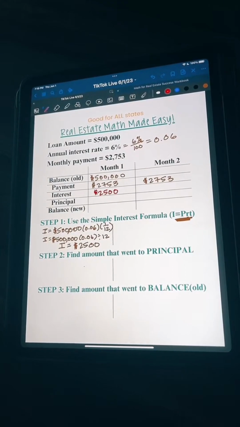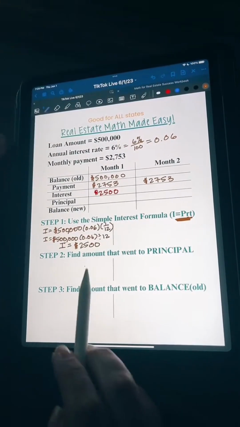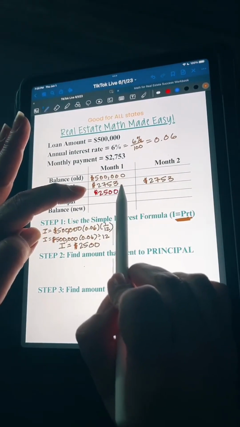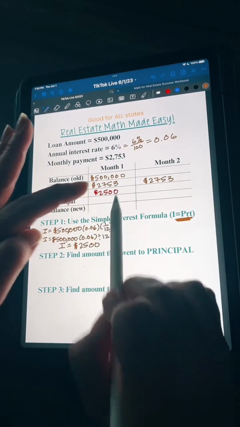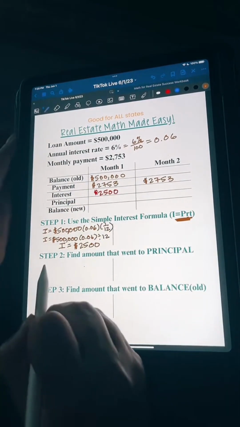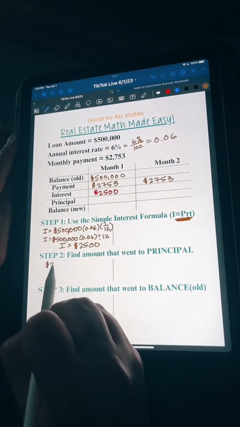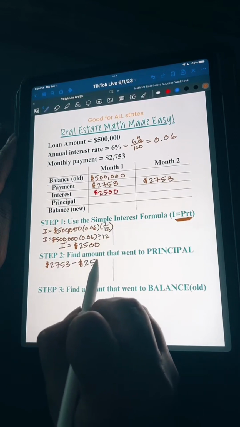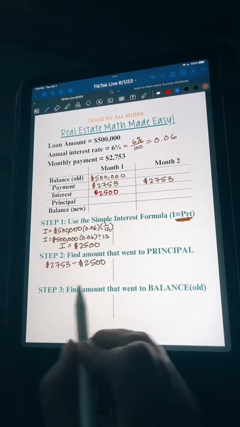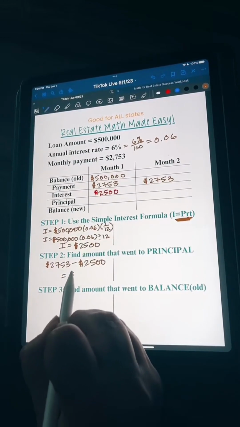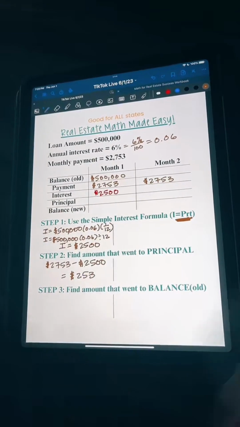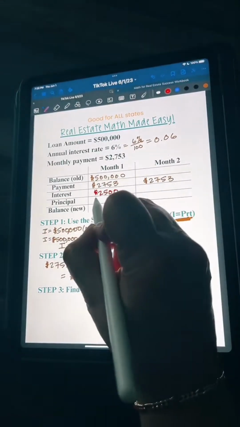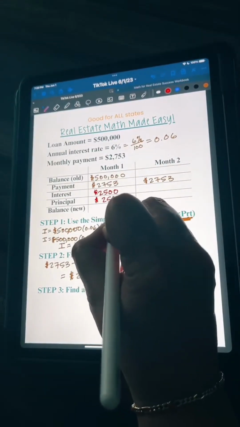Okay? So now step 2 is to find out how much of this payment went towards principal. If we know that $2,500 of it went towards interest only, I'm going to subtract. So $2,753 minus $2,500 equals $253. So now I have a total amount that went to the principal balance of $253. So that'll go here.